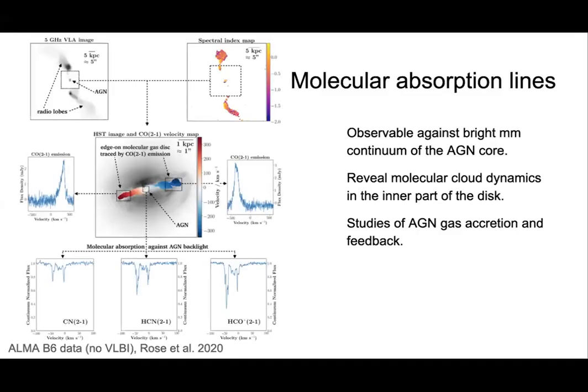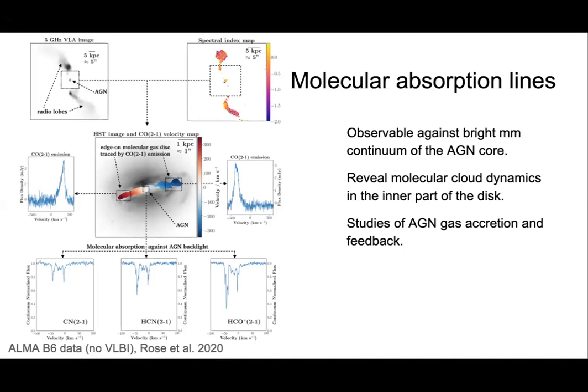For a very small number of targets, we can also do VLBI with molecular absorption lines. Why do I say very small? Because in this case, we have to observe the molecular absorption lines against a very bright and compact continuum source. So a bright AGN core is a very good candidate for this.